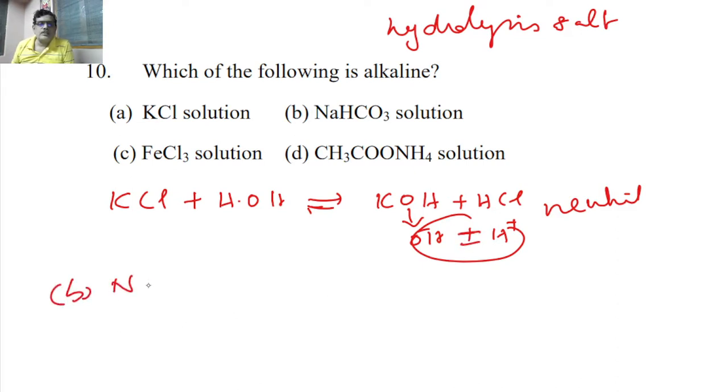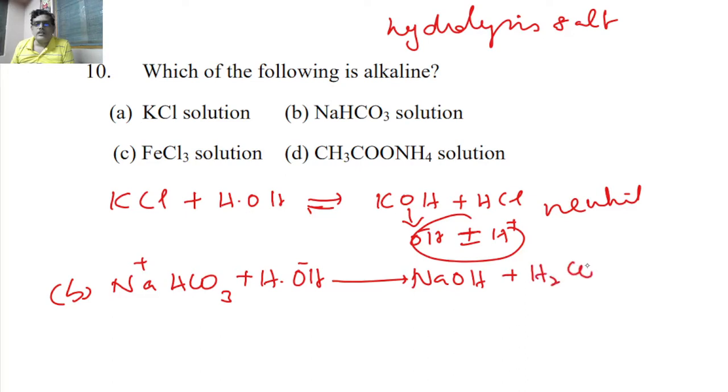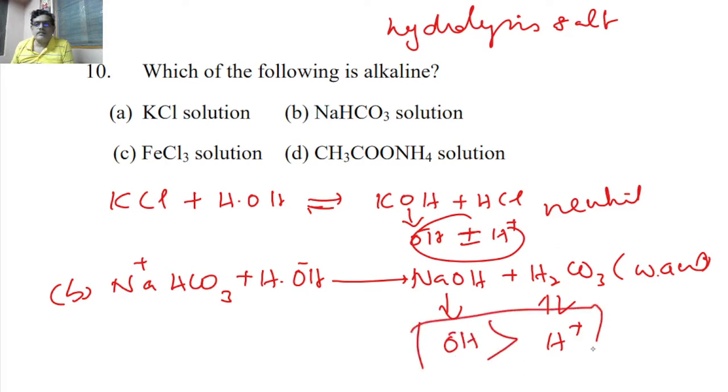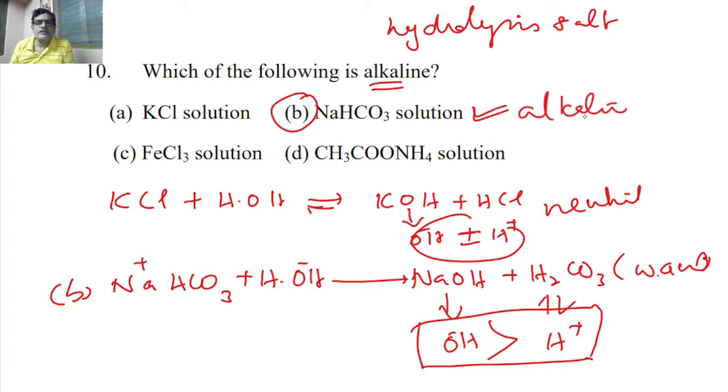In the question, option B, sodium bicarbonate will react with water. So when water reacts, Na plus will combine with OH minus. So this will be NaOH and the other will be carbonic acid, H2CO3. This is a weak acid. So it undergoes partial dissociation to produce H plus, whereas NaOH will produce OH minus. So the OH minus ion concentration will be greater than H plus in option B. So that must be the answer. So in B, the sodium bicarbonate solution will be a mild alkaline solution.